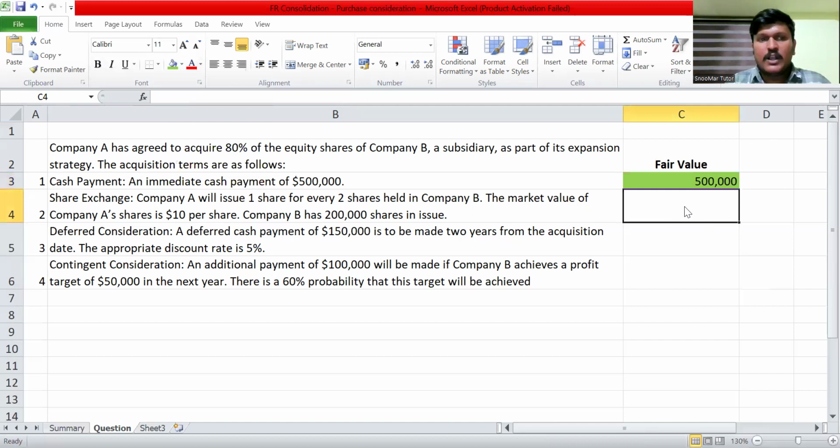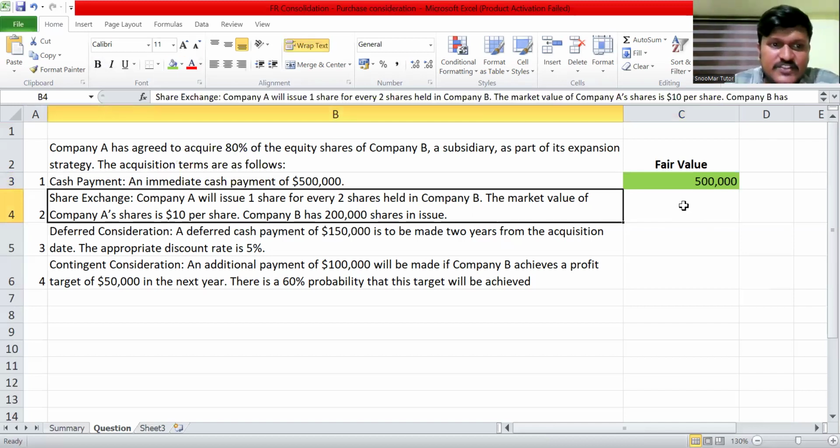Okay, that is correct. Now coming to the second part, it's a share exchange. What is the share exchange happening over here? Company A will issue 1 share for every 2 shares held in company B. Meaning if I am going to purchase 2 shares from company B, I need to issue 1 share. And the market value of company A's share, the parent company's share, is 10 per share, and company B has a total of 200,000 shares in issue.